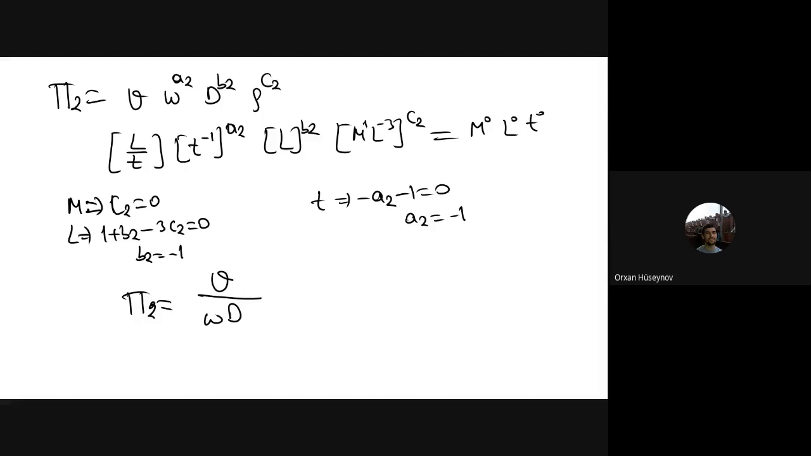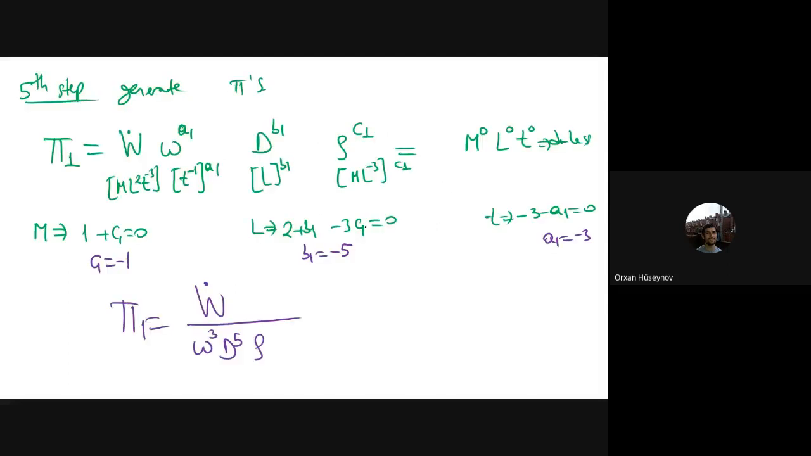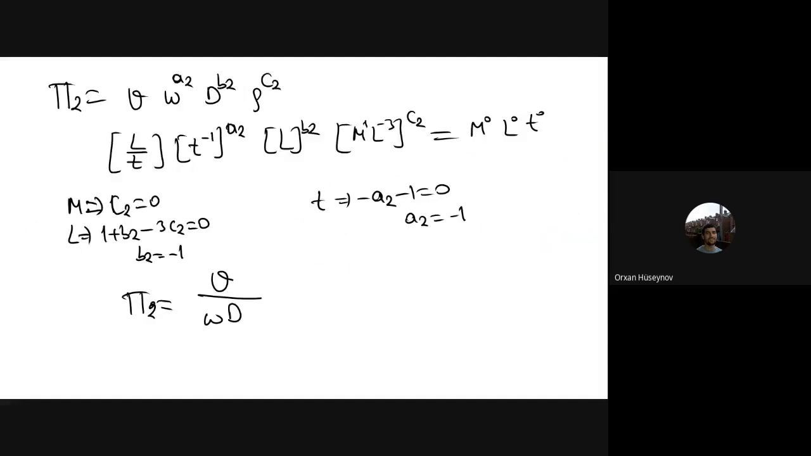So I will ask this question for you. b1 is negative 7, you mean? No, c1 is negative 1, c1 is negative 1. If you replace it here, negative 1 makes 3 plus 2 and 5, b1 is negative 5. Okay. So this is the pi 2.